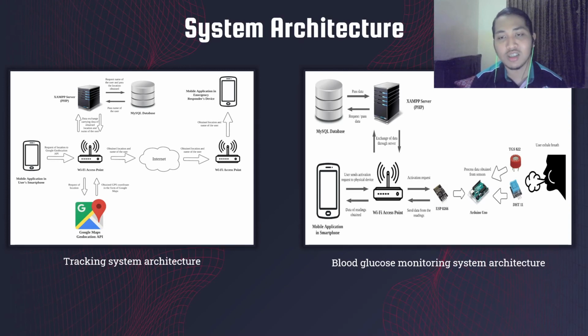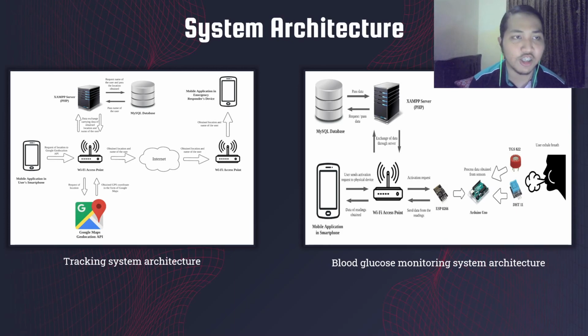So when the user wants to measure their blood glucose, the first step is they will exhale their breath, and then the Arduino will process the data and send it to the ESP8266. Then it will be sent to the server with the help of PHP, and it will pass the data to the MySQL server. Once the data is set on the database, the database will pass the data to the PHP server, and then it will be displayed on the mobile application in the smartphone.